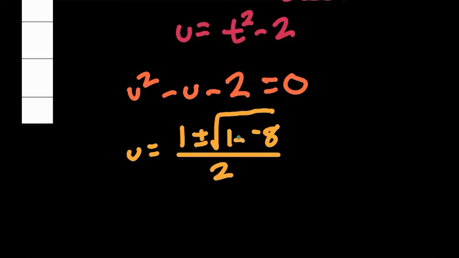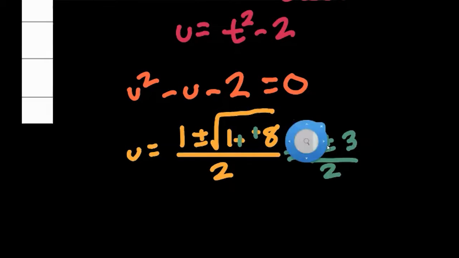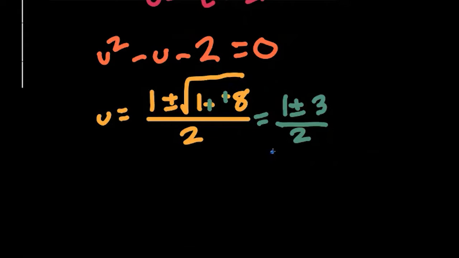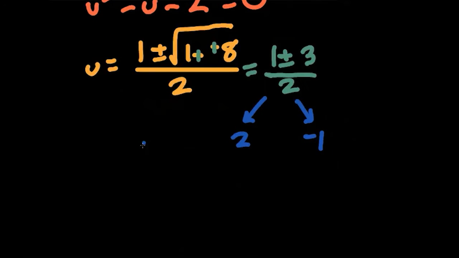Okay, I'm going to simplify some things here. So that becomes a plus plus, and then you end up with 1 plus or minus the square root of 9, which is 3, over 2. Okay, now I'm going to do the plus version of this. So I'm going to do 1 plus 3 over 2. So 1 plus 3 is 4 over 2 is 2. And then I'm going to do 1 minus 3 over 2, which is going to be negative 2 over 2, which is negative 1. So for our answers, we end up with u is equal to 2 and u is equal to negative 1.